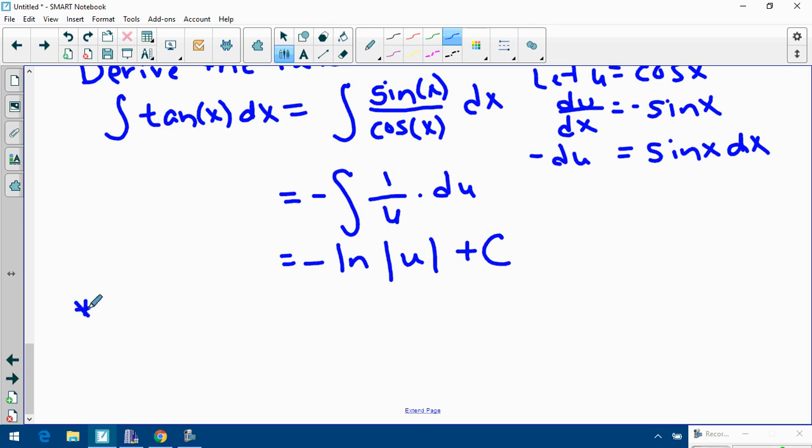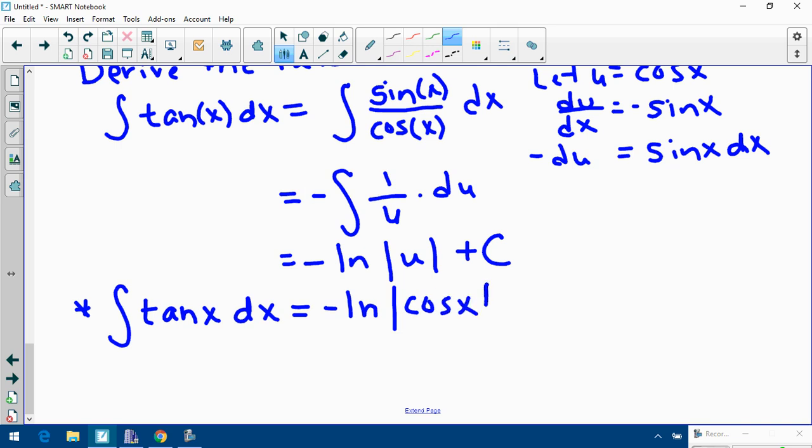So that means that the integral of tangent of x dx is negative ln of the absolute value of cosine of x plus c. So that's the integral of tangent.